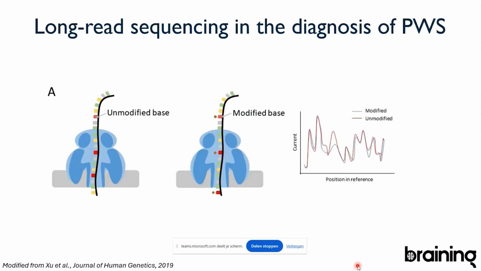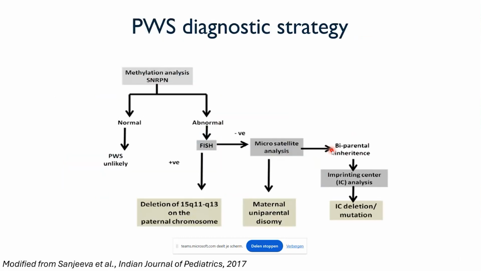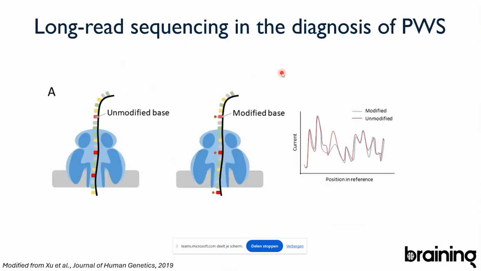You can also make the distinction between the 2 chromosomes. So if you have 2 chromosomes from the mother's side, you will also see that with the sequencing. And thirdly, you can also look at the methylation of the DNA sequence, because you can make the distinction between modified and unmodified bases. So if you would use long-read sequencing, all this process with those 4 tests basically would not be necessary anymore.